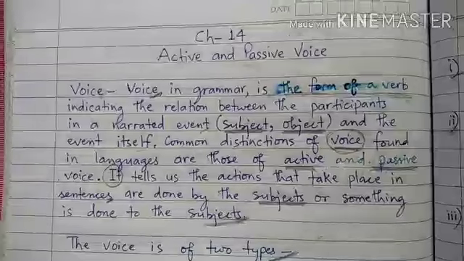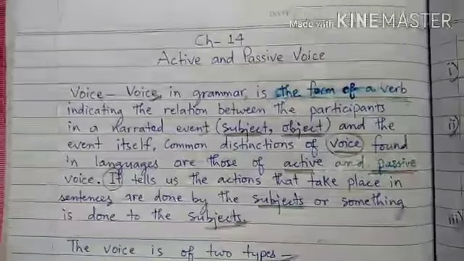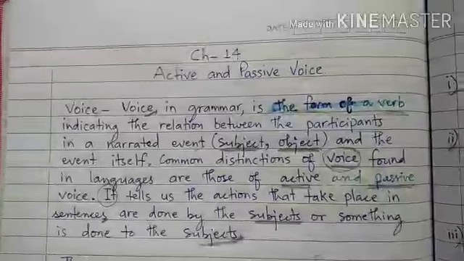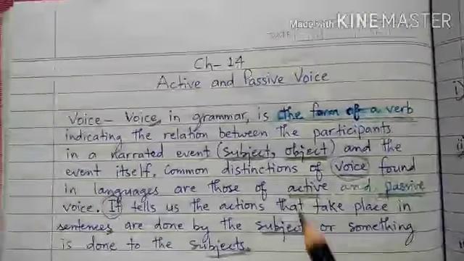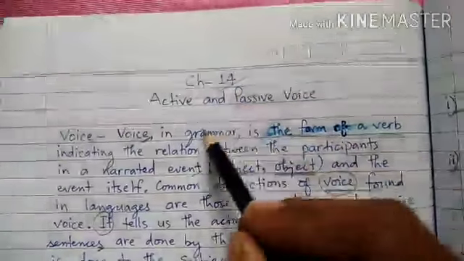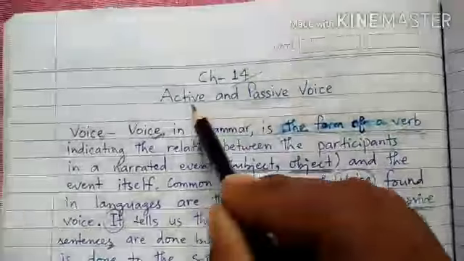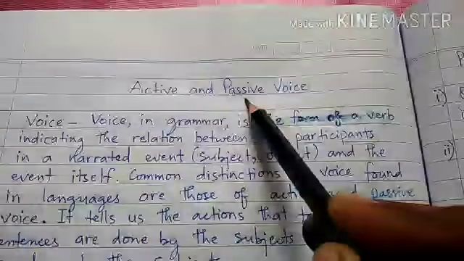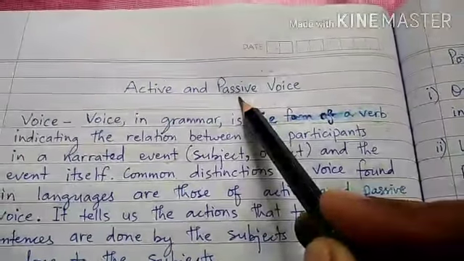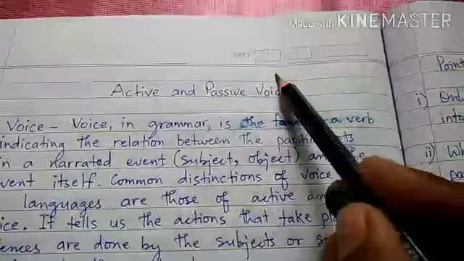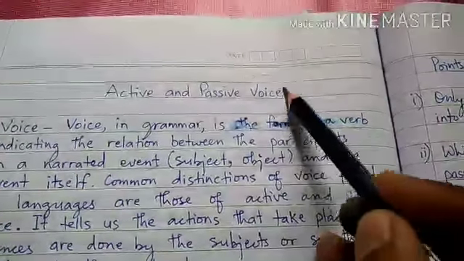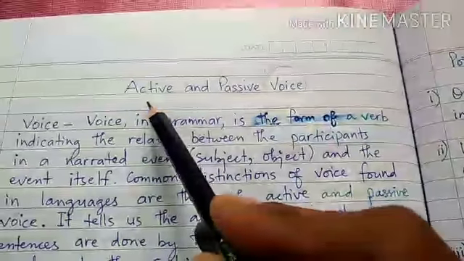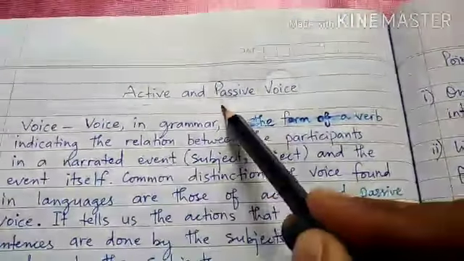In today's class, in this video, for the students of Standard 8, we'll start the new chapter from our English grammar, that is chapter 14, active and passive voice. Okay students, in this chapter we are going to understand first what is voice, what are the kinds of voice. Especially we are learning about active and passive voice.